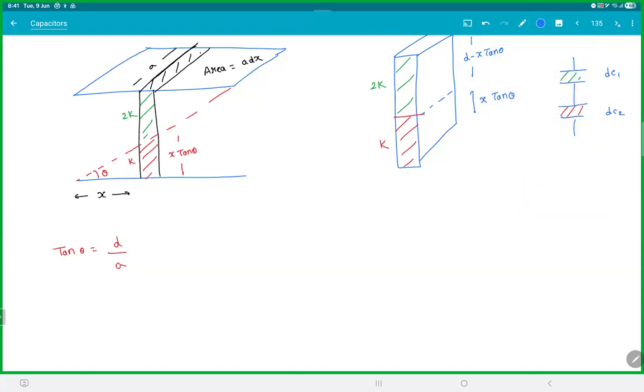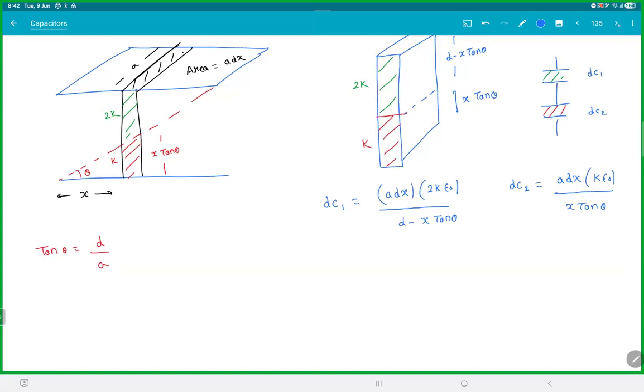So what is dC1 and dC2? For dC1, the formula is area A epsilon by d. Area is a into dx. The medium is 2k, so 2k epsilon, and the distance between the plates is d minus x tan theta. Please ask me if you're confused with this. dC2 is area a dx, the same area. The dielectric constant k into epsilon, so epsilon medium by distance x tan theta. Please check these two terms there. Here I exaggerated the figure, but it's actually a very thin sheet, so you can assume this works.